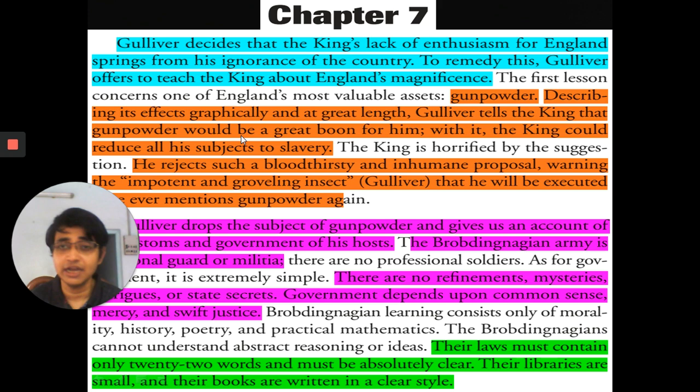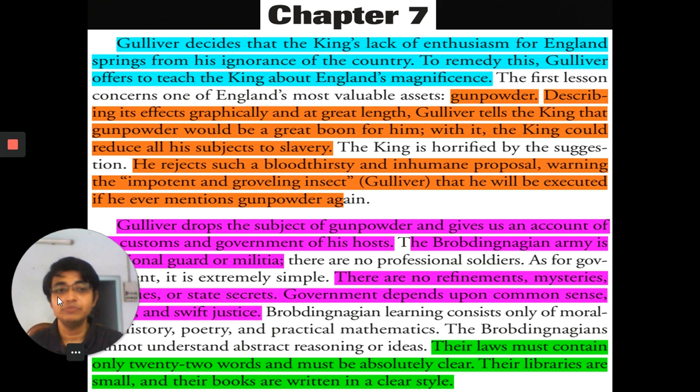Quite strangely, Gulliver becomes completely a different man. He is rather advising the king to use gunpowder so that he can reduce all his subjects to slavery and can even expand his empire. The king is horrified by the suggestion. He rejects such a bloodthirsty and inhuman proposal, warning the impotent and groveling insect Gulliver that he will be executed if he ever mentions the gunpowder again.